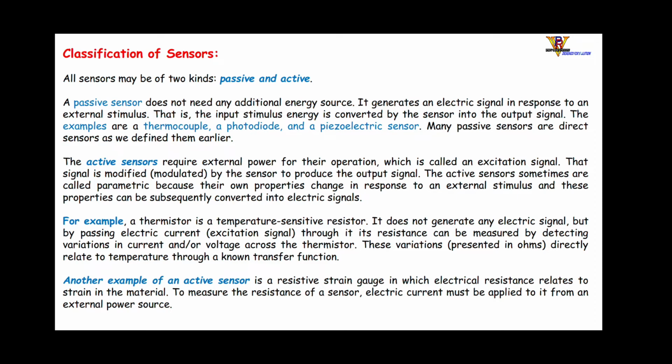So these are active sensors that require an external signal for their operation, while passive sensors do not require any external energy source for their operation. They directly convert a non-electrical stimulus into an electrical signal.